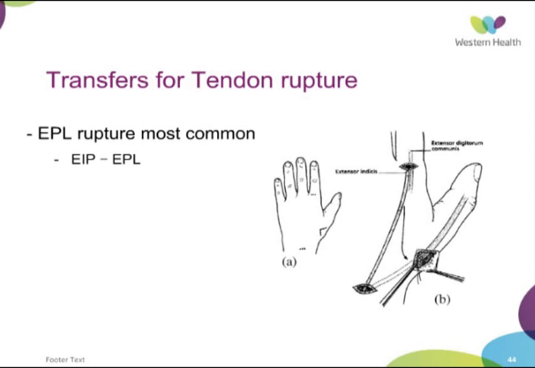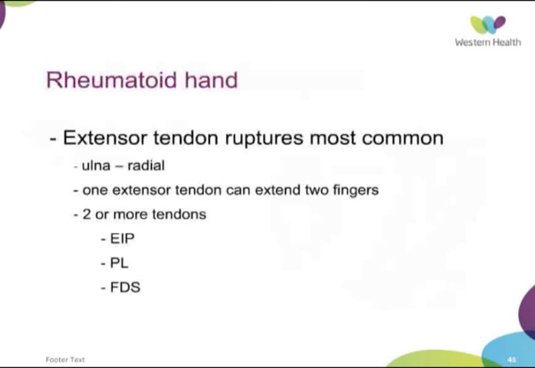When you've got a closed tendon rupture, this is something that we will see with distal radius fractures occasionally. The most common one is EPL rupture. So you take extensor indicis, which is on the ulnar aspect of the extensor digitorum tendon to the index finger, and reattach that to the EPL. It's quite an expendable tendon, so generally you have minimal loss of function with that.